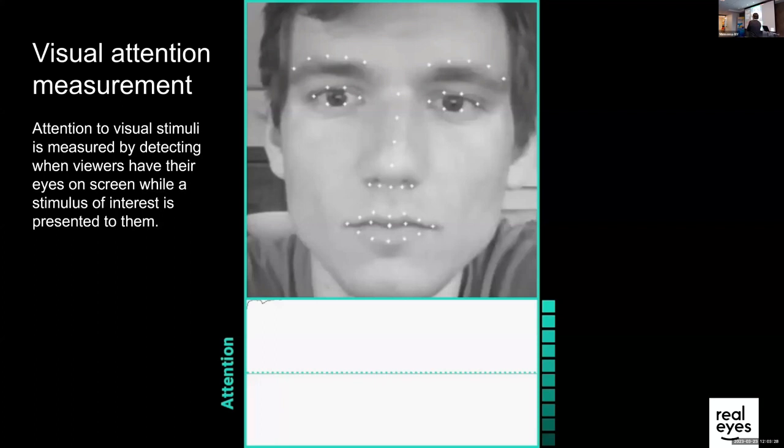I have the technical definition of what's happening here, but it's attention to visual stimuli, detecting when viewers have their eyes on screen while a stimulus is presented to them. This is not eye tracking or the mapping of the coordinates of the eye following something, which we saw a demo of earlier in Phil's presentation, sorry.